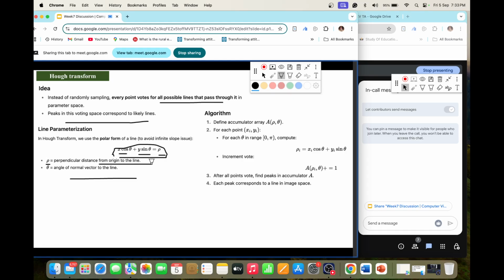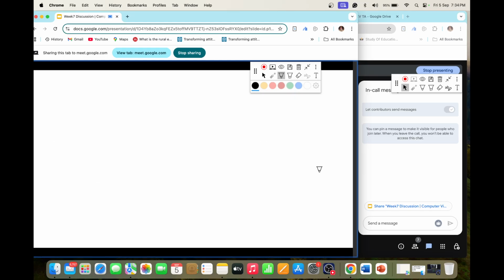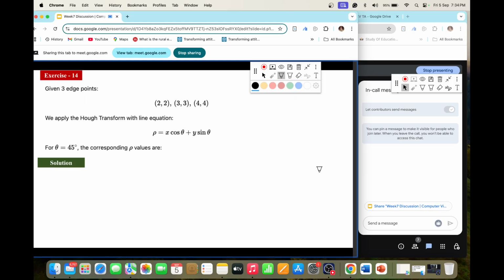So we have this rho and theta. With this rho and theta voting, wherever this rho-theta parameter peaks, we can choose that line. I am not discussing the theory, we will see it with the question. Given 3 points, (2,2), (3,3), (4,4), we apply the Hough transform with the line equation rho equals x cos theta plus y sin theta.